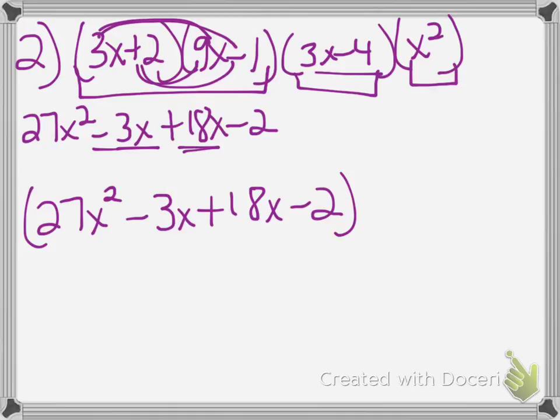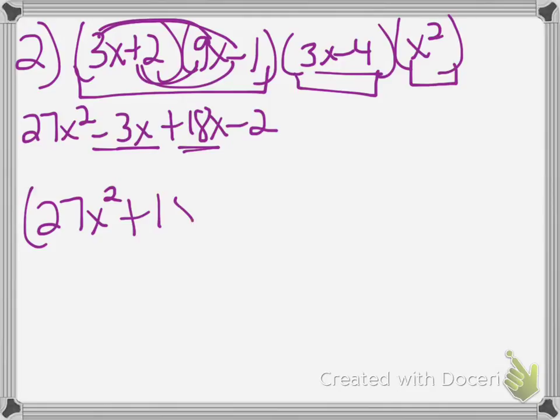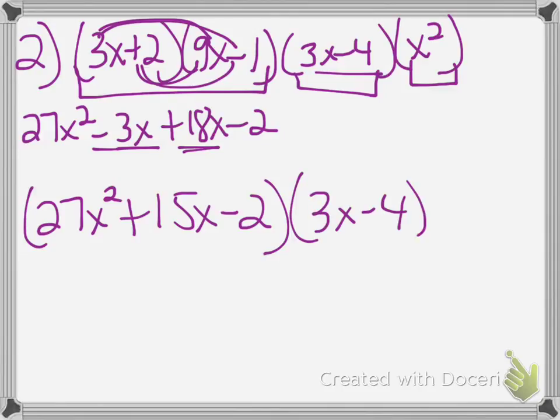Oh, what did I just do? I said that I was going to combine those two terms, and I didn't. My bad, sorry. Negative 3x plus 18x gives me a 15x. You're probably like, Mrs. Gerwitz, what are you doing? Okay, so now I am going to multiply by the 3x minus 4. I'm going to save my x squared for later.